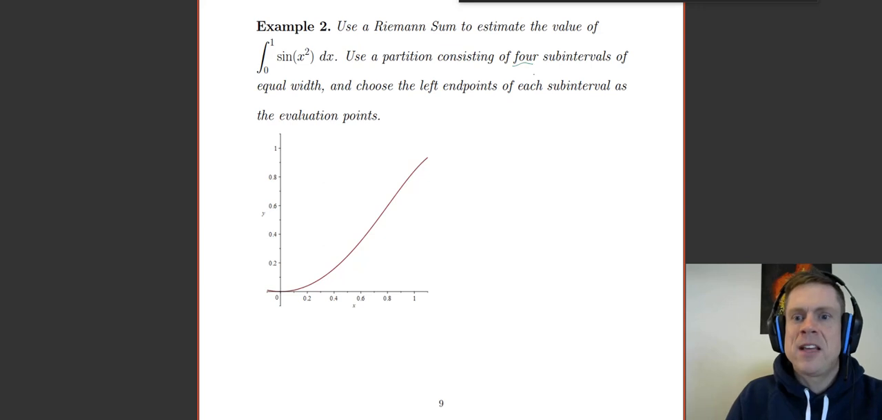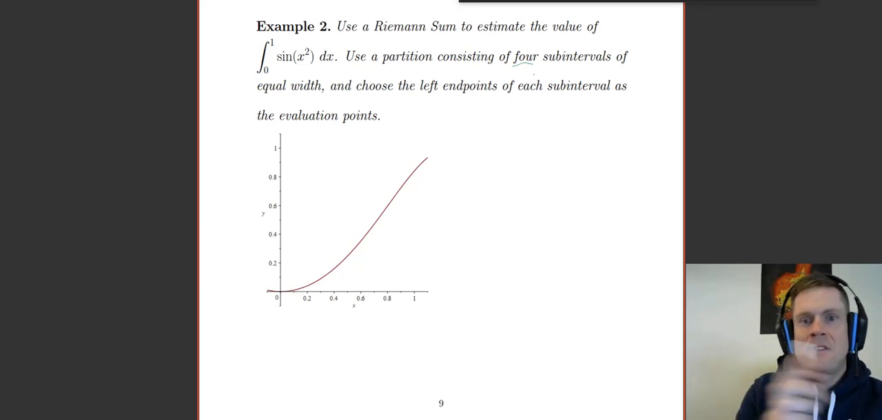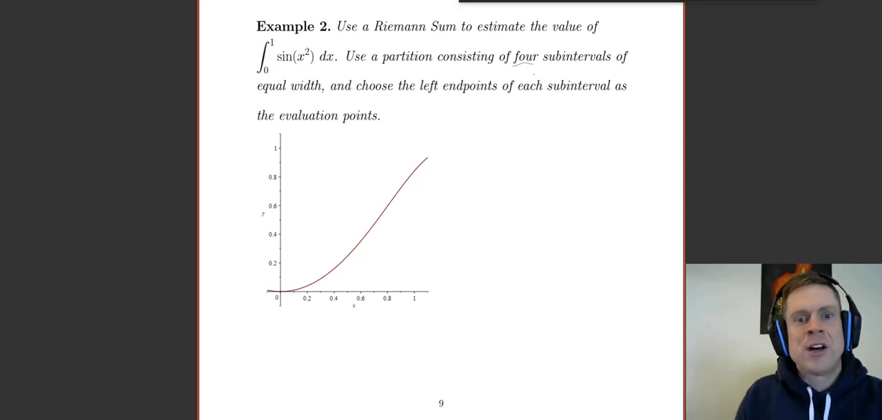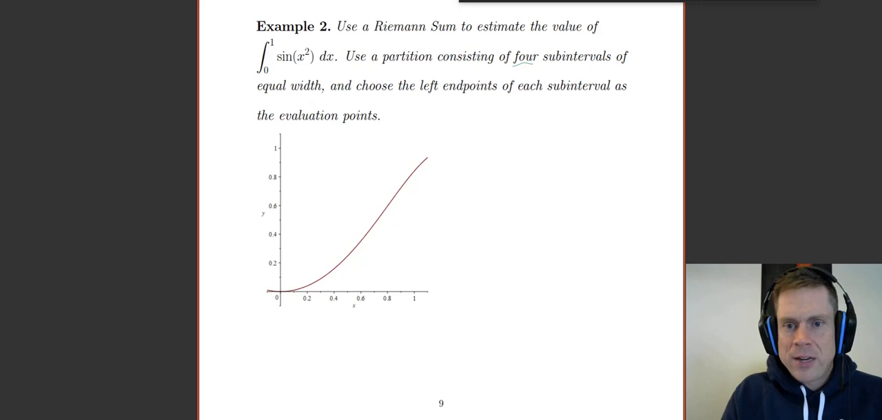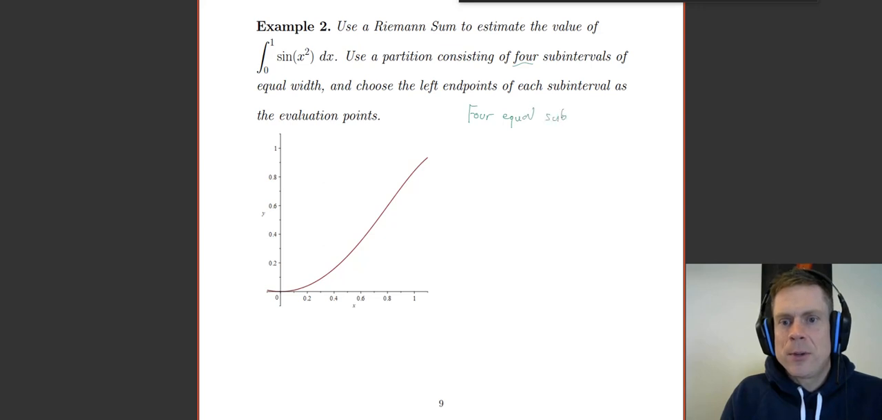Four subintervals means that if they're equal width, it's pretty easy to see that if we integrate from 0 to 1, four different subintervals there means that each of those h values are going to be the same. So instead of h_i, I'll just say h, and we'll let that be 0.2. So let's write something like that down. So 4 equal subintervals on 0 to 1.